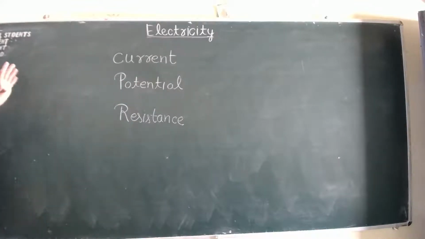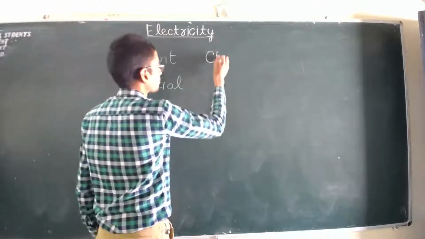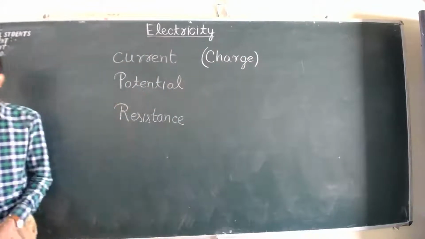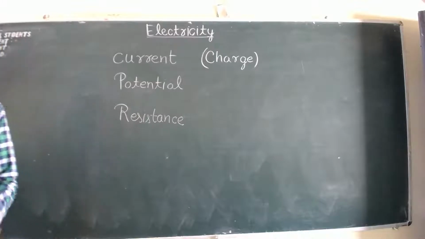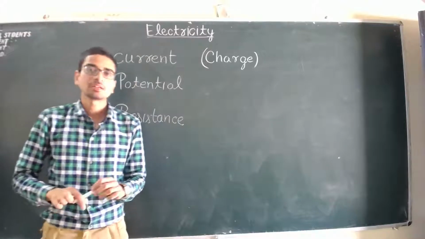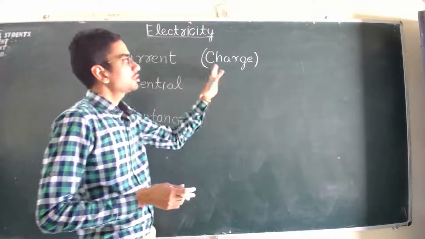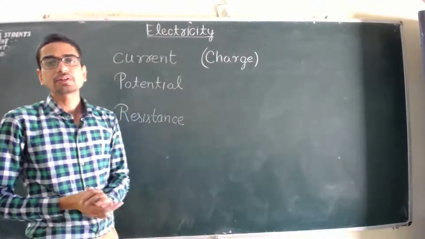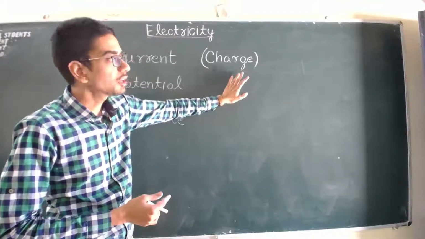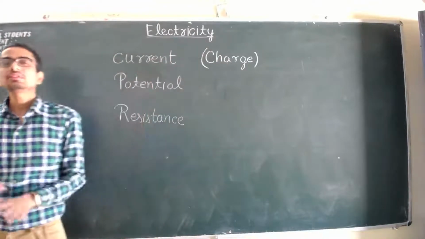So, current. What is current? Before current, you should know about charge. What is charge? Do you know about charge? You have studied in 9th class: electron has charge, proton has charge, neutron is neutral, it has no charge. So charge is a physical property of matter due to which it experiences a force.